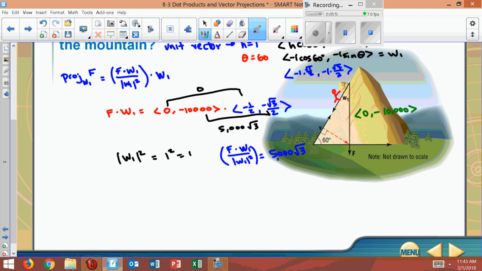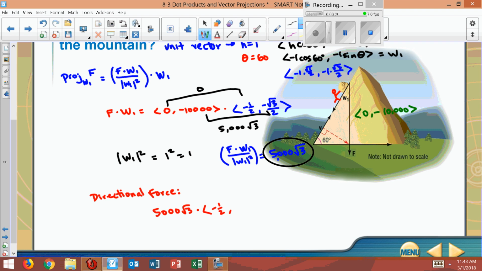The direction, so that's what it's asking for. So honestly, this is our answer here. But if we wanted to know how much directional force you'd have to put out, you would find that by taking that value of the force and multiplying by the unit vector. So I'll take that 5,000 square root of 3 and I would dot it with W1, which we have up there as, when we simplified it, negative 1/2 and negative square root of 3 over 2. And so this would be the directional force of the rock. And so if I really wanted to know how much to hold it up, I would take the positives because I would be pushing to the right and up. But this is the directional force of the object falling.